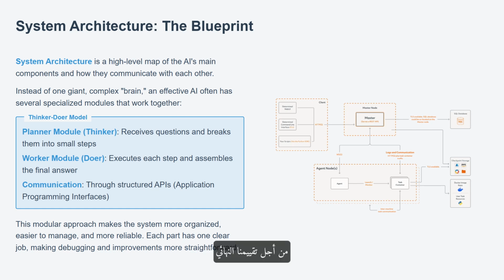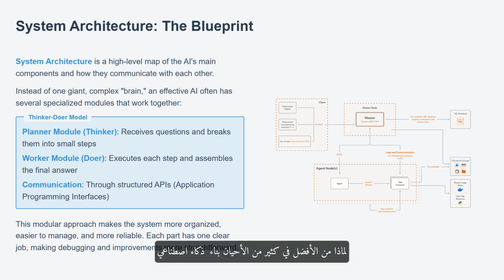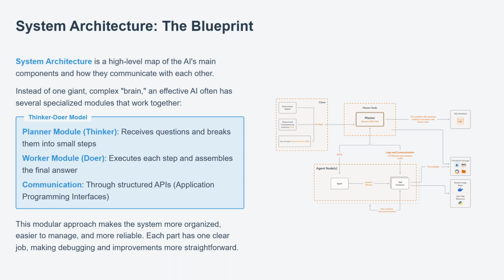For our final assessment, why is it often better to build an AI with several small, specialized modules instead of one big brain? It's better because it makes the whole system more organized and easier to manage. Each part has one clear job. If the AI makes a mistake, you know exactly which module to check and fix. It's like having a team of specialists instead of one person trying to do everything. It's more efficient and reliable.